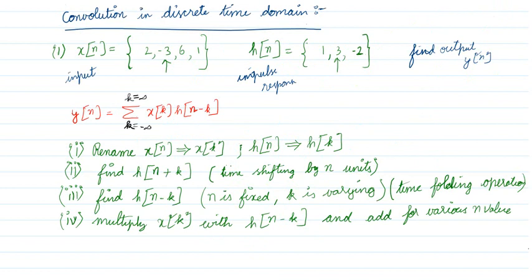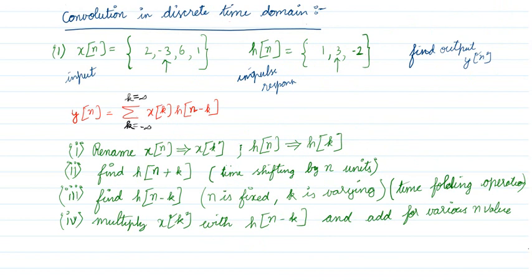Okay, let's take a problem. A problem gives a very good idea. We take an example, then we will understand how to do convolution. As I explained earlier, we are very much interested in doing convolution in the discrete time domain because it is much easier compared with the continuous time domain. Continuous time domain convolution I will explain in the next lecture or next video.